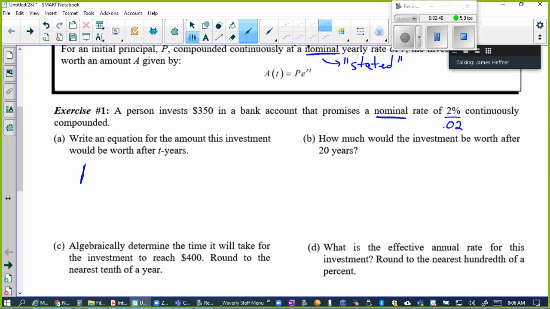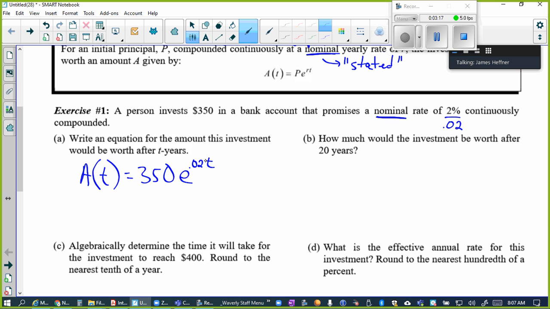Well, that's pretty simple. The amount as a function of time would be 350, that's our P, times e to the 0.02t, with t being time in years. So it's pretty straightforward.